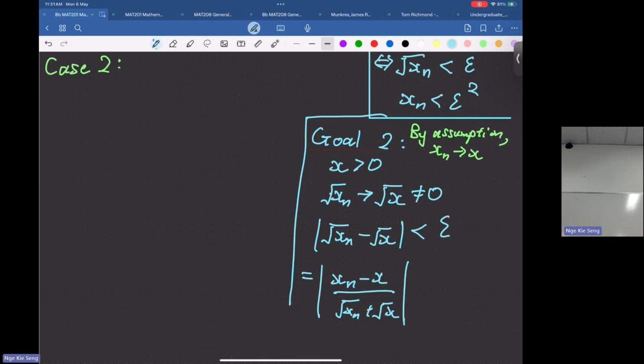Yes, that's true. But we can do an even simpler, larger bound. We can simply throw away the square root of xn. The square root of xn is always larger than or equal to 0, because maybe the sequence can sometimes reach 0 and then come back again. But this square root of xn lives in the interval from 0 to infinity, so in particular it is greater than or equal to 0.